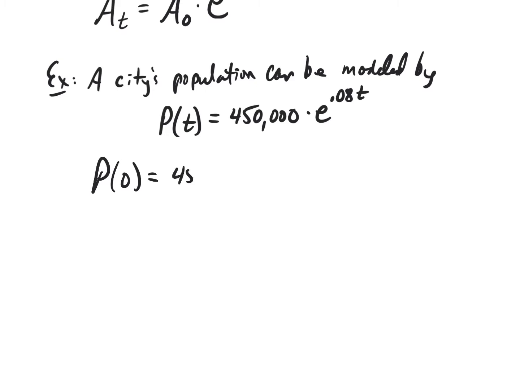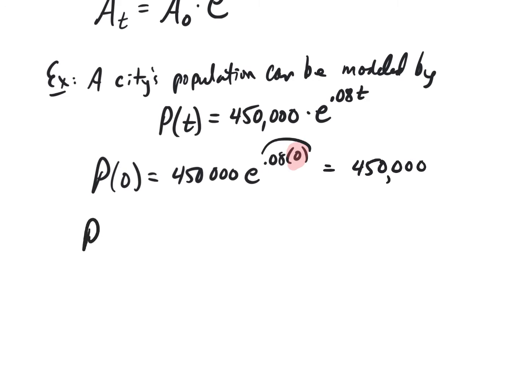So what you do is everywhere you'd see a t, you'd put in a 0. Let me highlight that so you can for sure know where I put that in. So everywhere you see a t, you put in 0 and do the arithmetic. So in this case, 450,000 times e to the 0.08 times 0 power, and what we get is 450,000. The idea is anything times 0 is 0, e to the 0 is 1, and 450,000 times 1 is 450,000.